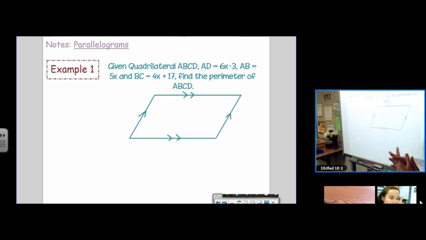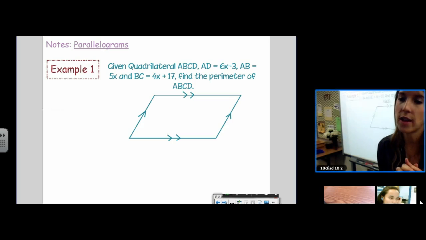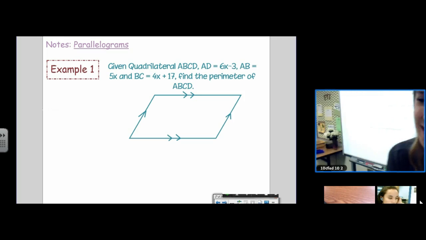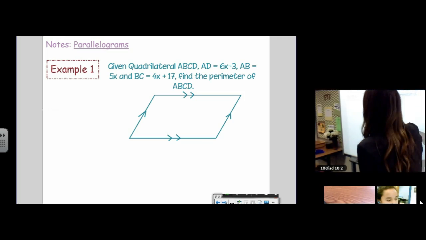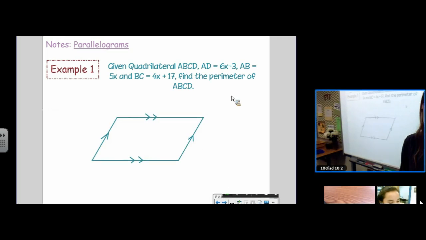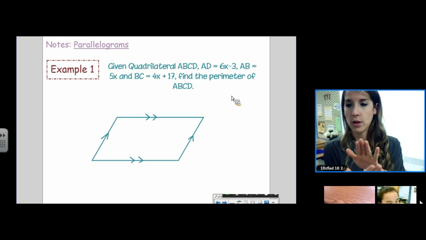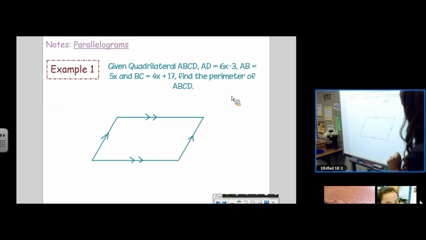Let's get to some examples. Given quadrilateral ABCD, blah, blah, blah. Find the perimeter of ABCD. Okay, now let me tell you what's important. I specifically did not label this parallelogram because I want to teach you how to label a quadrilateral.